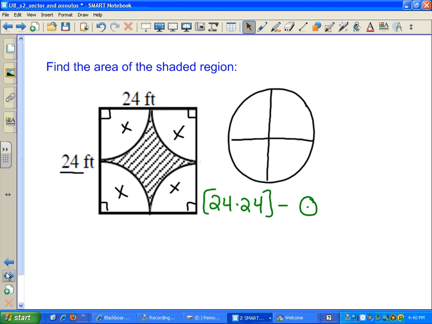So let's go through that. Well, I'm going to go ahead and take 24 times 24, and I end up with 576. And I'm going to subtract pi r squared. So what we have to figure out is the radius. Well, right here is a radius. Right here is a radius. So it looks like there are 2 radii that make up 24, and the radii are going to be congruent. Therefore, my radius is 12.